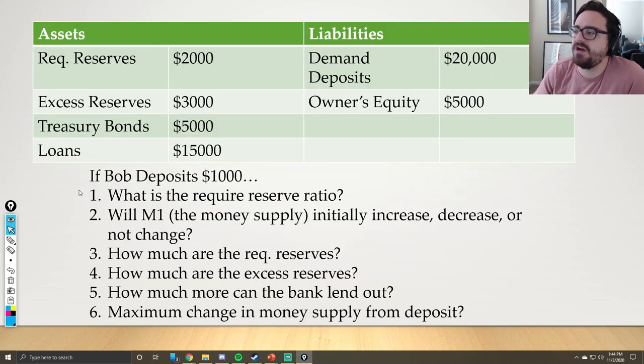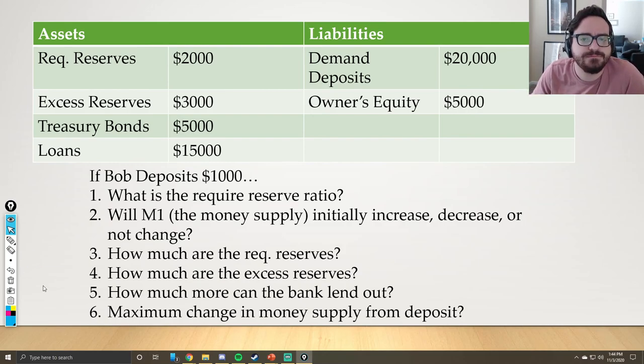So here's a more complicated version of a balance sheet with that question asked. We've got required reserves 2,000, excess reserves 3,000. This bank has bought $5,000 worth of treasury bonds. It's just bonds from the US Treasury, a part of the US government. And has loaned out 15 grand. There was $20,000 deposited there initially, and the owner of the bank chipped in 5 grand, sort of helped the bank. The bank is kind of liable for that money. They should probably pay that owner back eventually, so it's a liability technically.